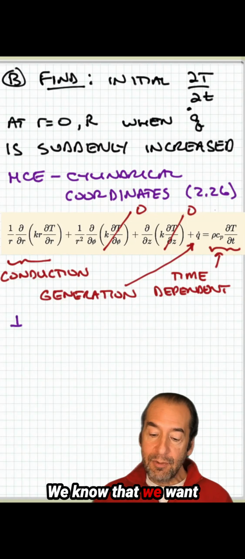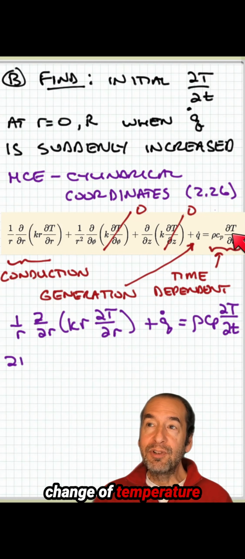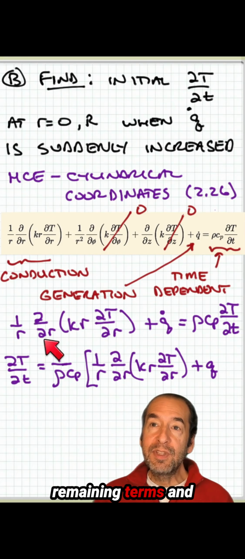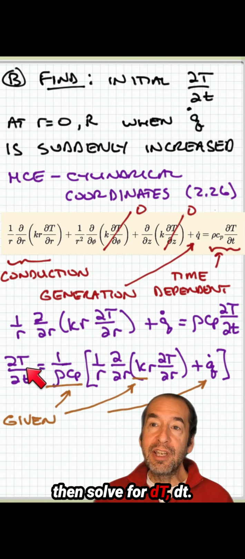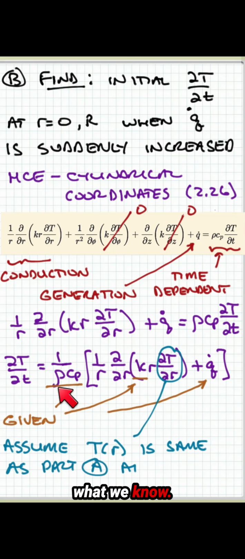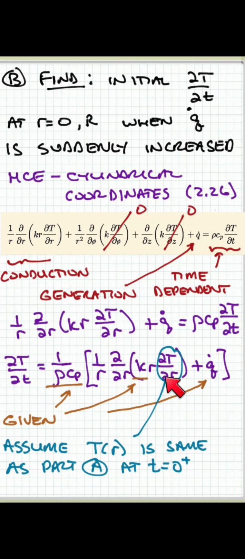We know that we want to find this rate of change of temperature with respect to time. So we can collect the remaining terms and then solve for dT/dt. Now let's take an inventory of what we know. Density and specific heat are given. Thermal conductivity is also given. And the generation rate is also given. Now this only leaves this temperature gradient dT/dr.